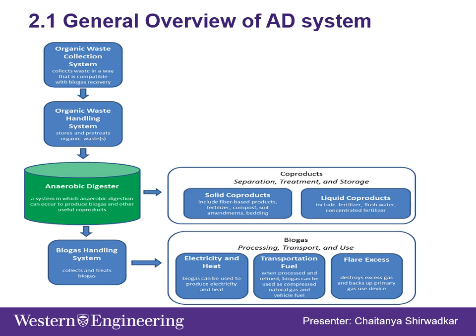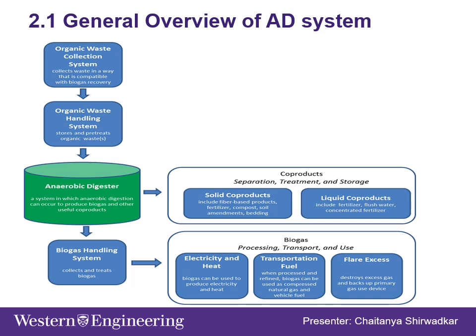Now, the heart of the system, which is the anaerobic digester. Here the bacteria break down the organic matter in the absence of oxygen, producing biogas, a mixture primarily composed of methane and carbon dioxide. Now, apart from the biogas, the anaerobic digestion process also generates valuable byproducts. These byproducts are separated into solid and liquid components.